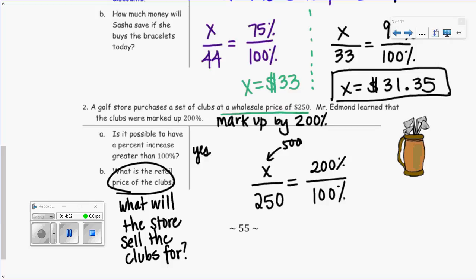They do not sell the clubs for $500. They're selling the clubs for an additional 200% of what it was. So we can do that. We can do $500 and add it on, or if it's being marked up 200%, we can say that going up 200% from there is actually 300%. Okay, so go ahead and solve that and see what you get.